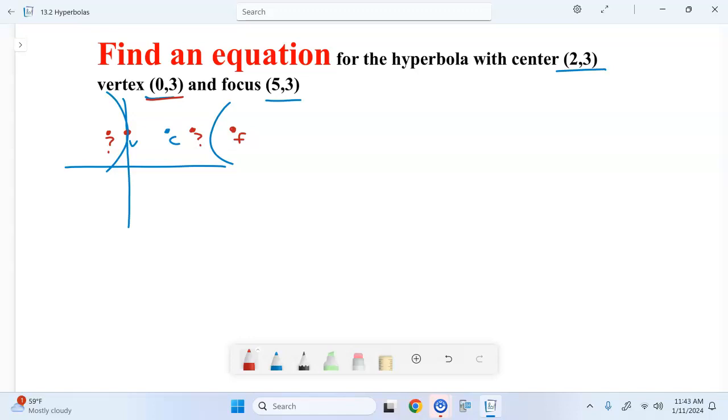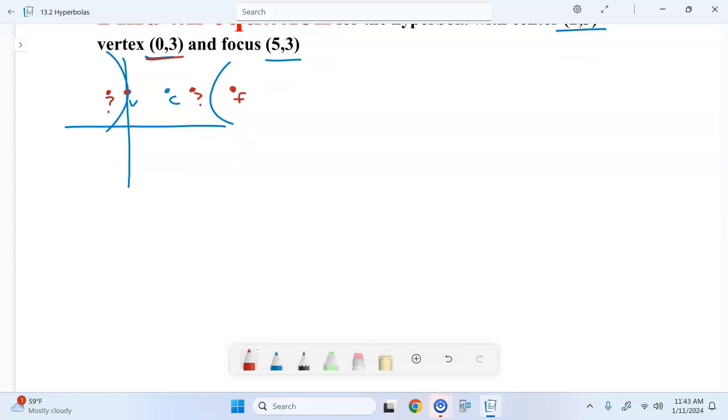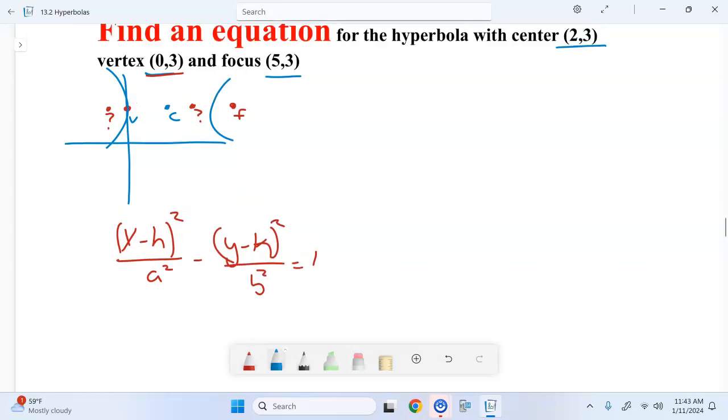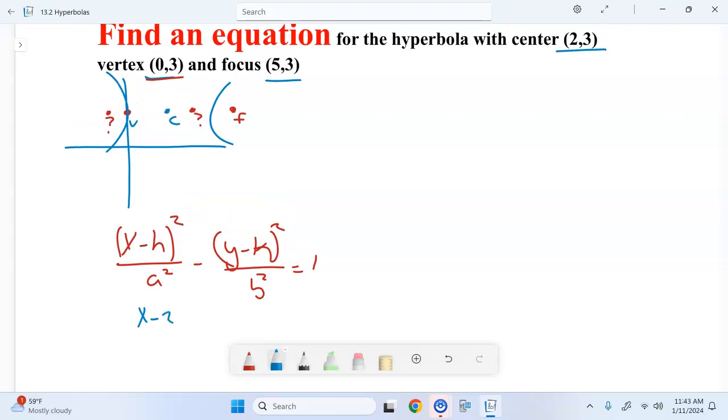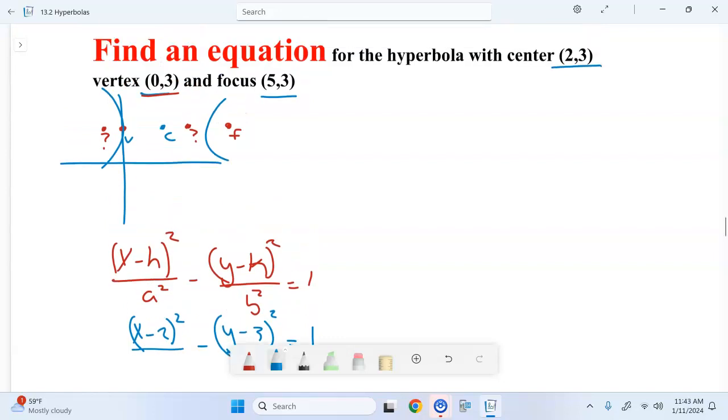So we know our center, which means we know H and K. We know we're going side to side, so which variable comes first in our formula? X. Okay. What's H? So X minus 2. What's K? Minus 3. Now we just need A and B.